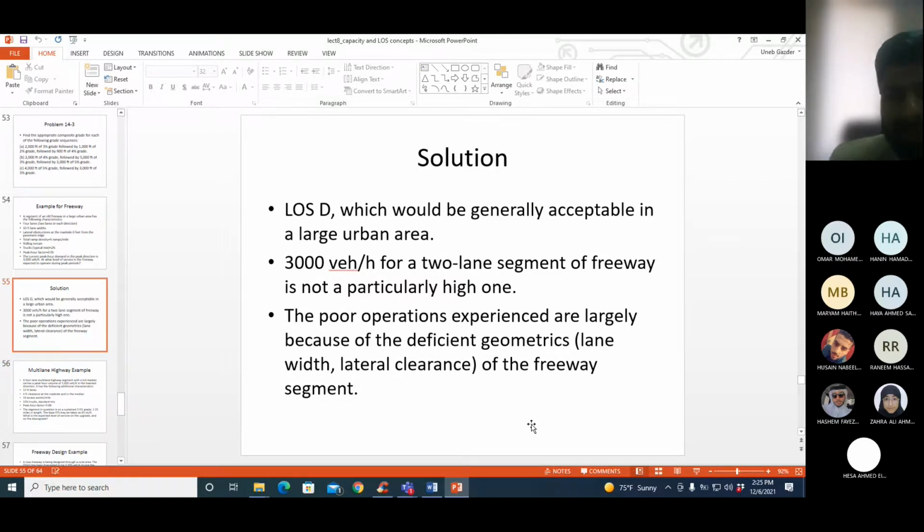There are some notes written in the slide. I forgot to mention them to the other section as well. You can go through it. But what they are saying is level of service D is mainly because the cross-section geometry is not sufficient. The lane width is very low. 10 feet is a very low value for freeways, and there's 0 feet lateral clearance. So that's why you are having level of service D. Otherwise, 3,000 vehicles per hour for a freeway is not a large value of flow.